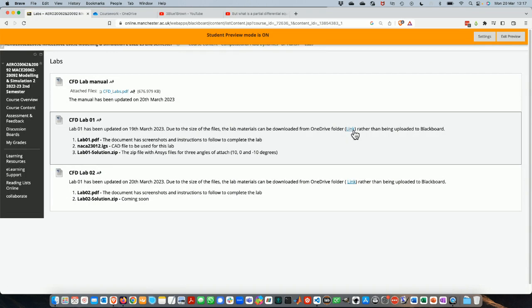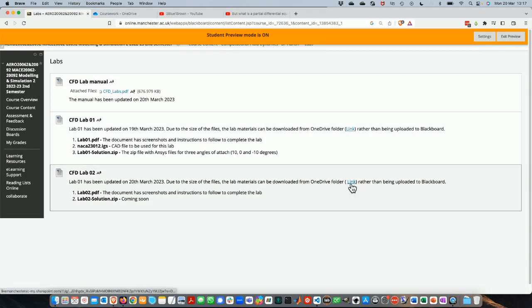So you can find a link for lab 1 and lab 2, rather than trying to upload them to Dropbox, because I want to upload ANSYS files and the solutions as well, which are going to be pretty heavy, and I don't want to put them on Dropbox. So you can just copy them from your OneDrive folder to your OneDrive folder in a way, right?